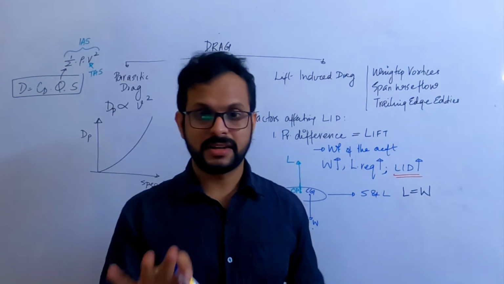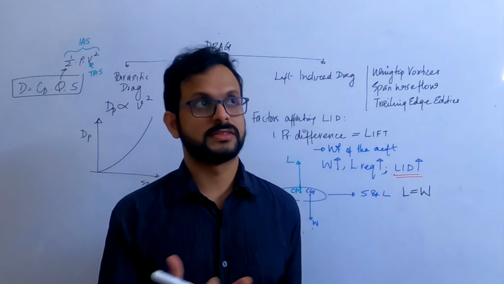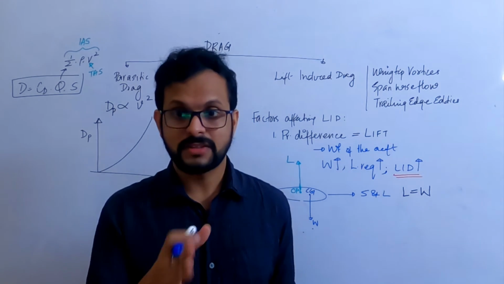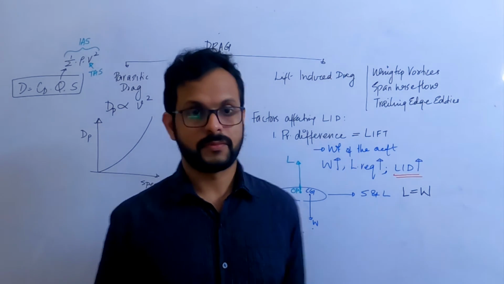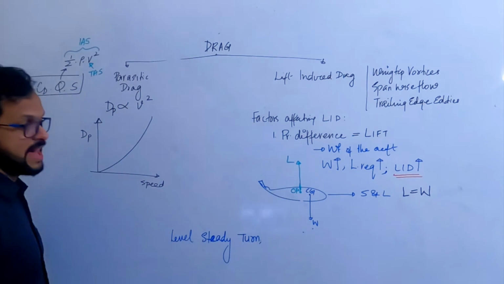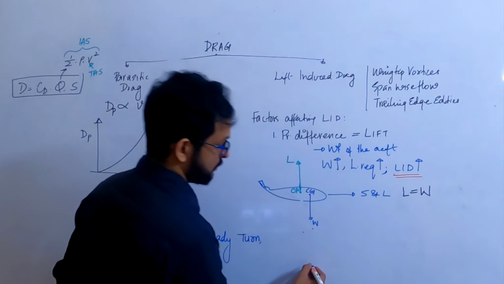Now what's a steady turn? Think about rate 1 turn, which is 3 degrees per second. Every second you're turning by 3 degrees, that's a steady turn. Now if an aircraft is in a level and steady turn, let's see the front view here.